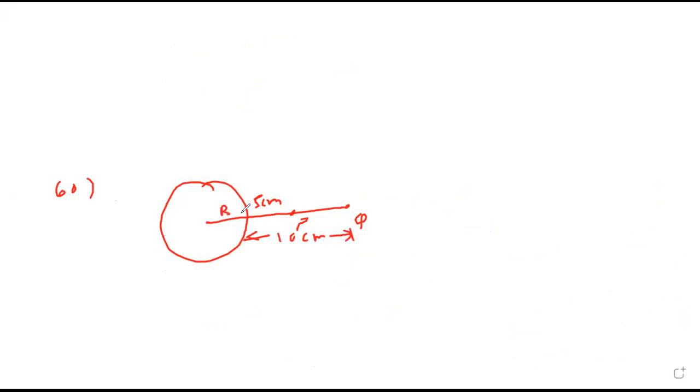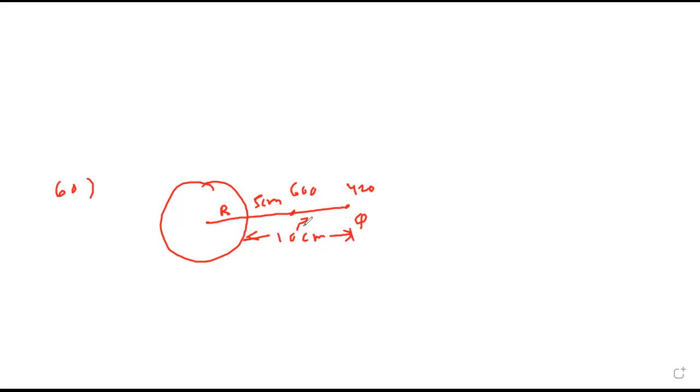At a distance of 5 and 10 centimeter from the surface. See, actually distance is taken from the center. They are telling 5 and 10 from the surface. That means if I take radius r, it will become r plus 5 for one point, r plus 10 for the other point. Potentials are 600 and 420 volt.